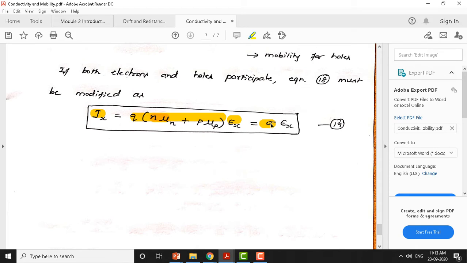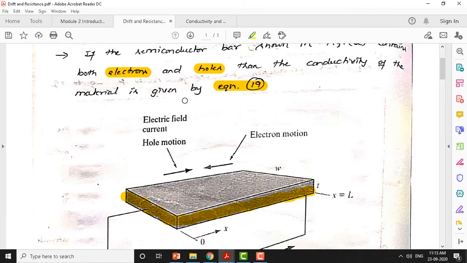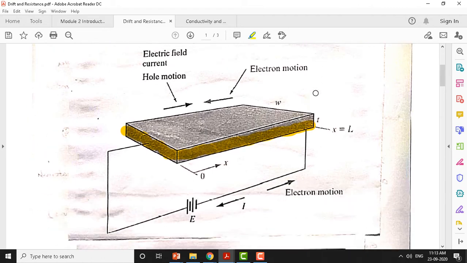The reciprocal of conductivity is resistivity. Now coming back, we know equation 19. Equation 19 describes conductivity in terms of current density. So with that said, let's see what this diagram conveys here.